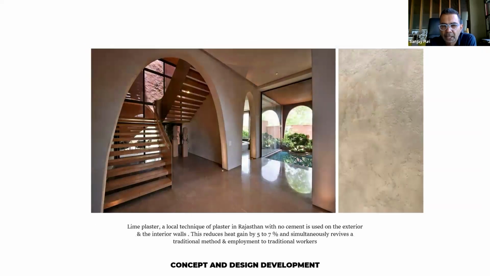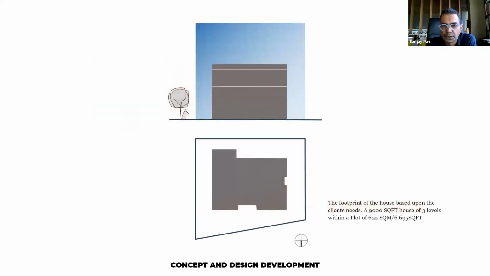And then lime plaster, which is a local technique and has a natural cooling effect. It makes a difference of 7 degrees when you use it from the outside towards reducing the heat gain into the inside spaces. It was used throughout the house.